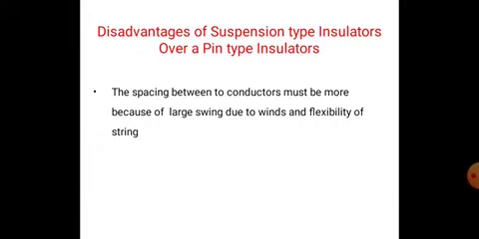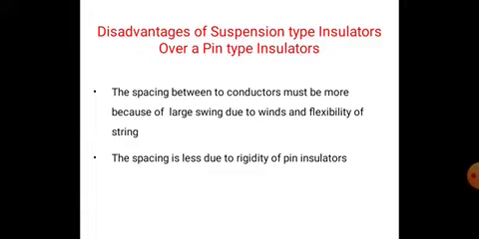And the disadvantage of suspension type insulators over pin type insulators: the spacing between the conductors must be more because of the large swing due to winds and flexibility of the string. The spacing is less in pin insulators due to their rigidity.